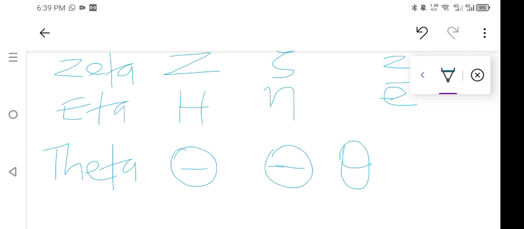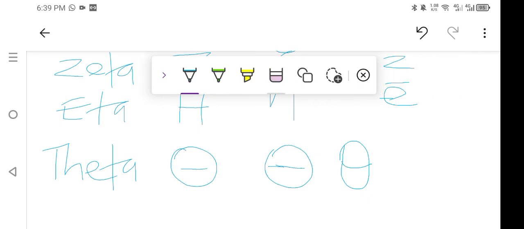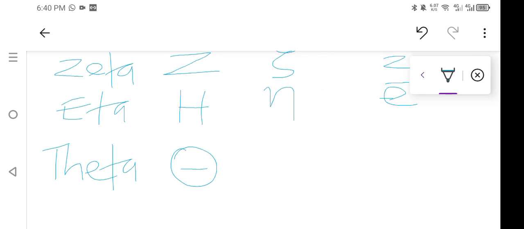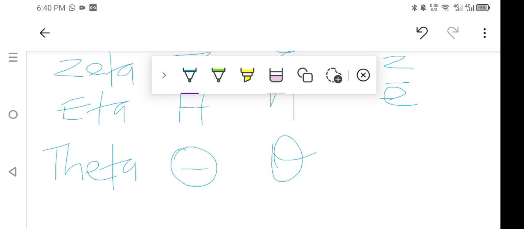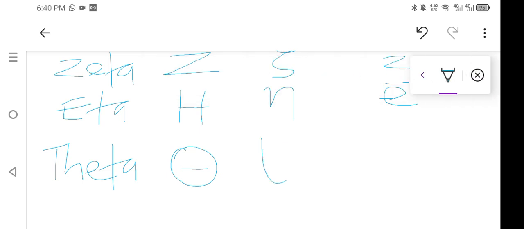So that is theta. So you've probably found this, right? So theta uppercase and theta lowercase, we can do it with that. Or, a complete oval shape and then we cut it across. That is theta. Now, theta is equivalent to the English th.